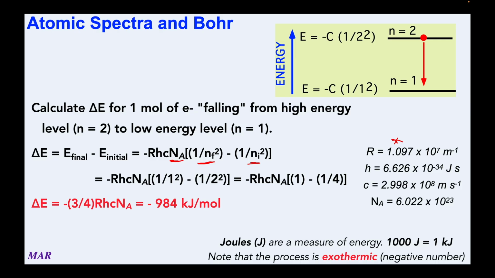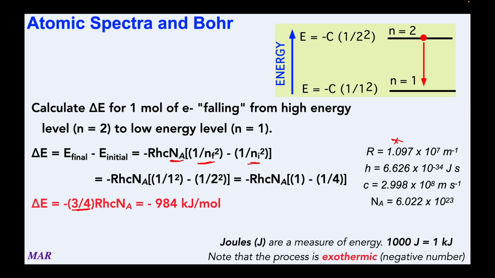So when you go through the math, and I encourage you to check this out if you want to, notice how you're going to get 1 over 1 squared minus 1 over 2 squared. That's like 1 minus 1/4, all right, which is like 3/4. And it's going to be an overall negative term, and it comes out to be minus 984 kilojoules per mole.